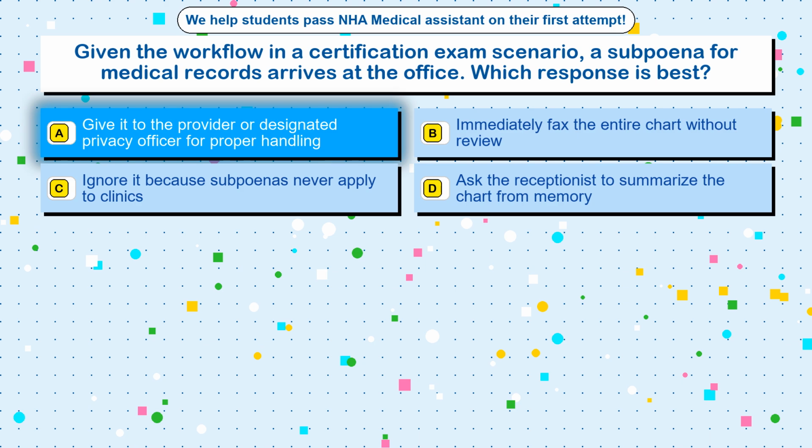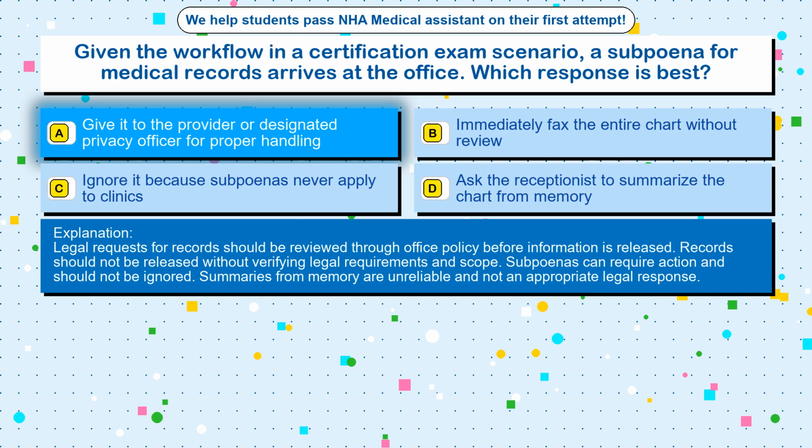Give it to the provider or designated privacy officer for proper handling. Legal requests for records should be reviewed through office policy before information is released. Records should not be released without verifying legal requirements and scope. Subpoenas can require action and should not be ignored. Summaries from memory are unreliable and not an appropriate legal response.